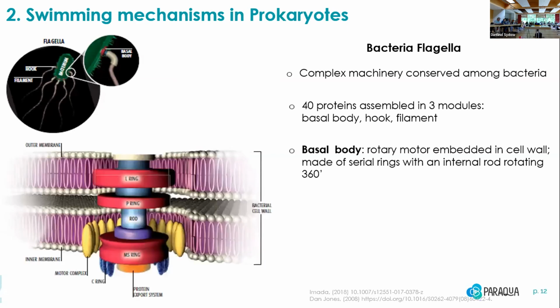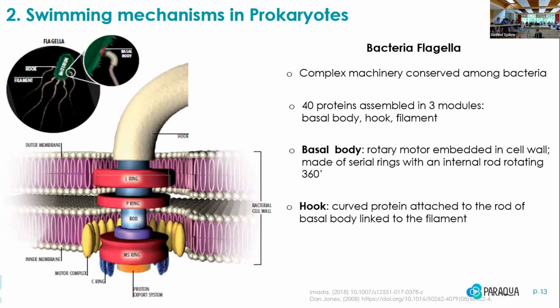We have a basal body, which represents the rotary motor of the flagella and which is embedded in the cell wall of the bacteria. The basal body is made of different rings, and within these rings we find an internal rod which is able to rotate. We have then the hook, which is a curved protein, attached to the rod within the rings of the basal body and attached in the external part to the filament of the flagella.